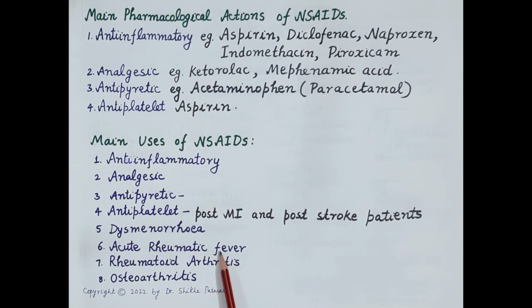Acute rheumatic fever is a fever with pain in the joints. Again, NSAIDs are useful. Now, NSAIDs are very useful in reducing inflammation and pain in rheumatoid arthritis, and they are used for reducing pain in osteoarthritis. So, see, these are some of the main uses of NSAIDs.